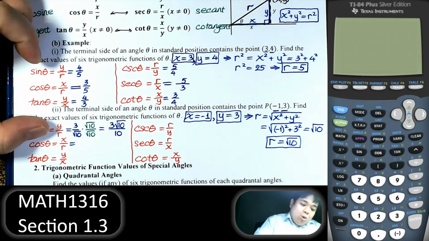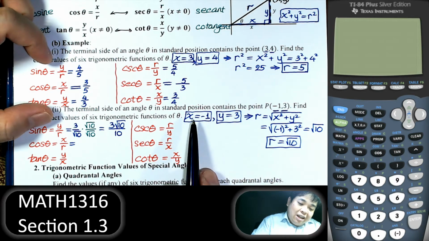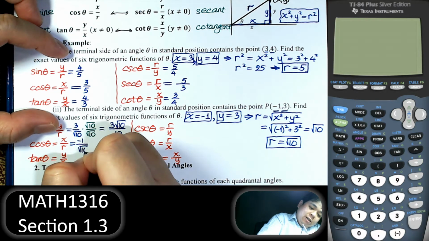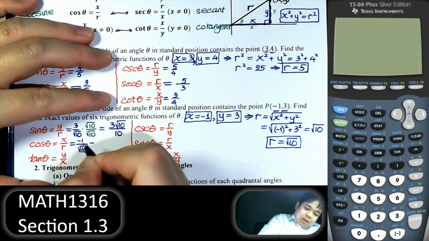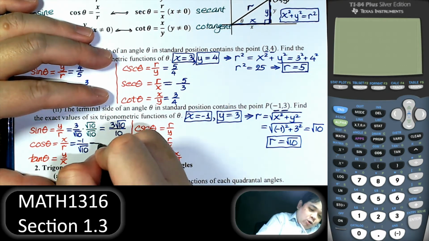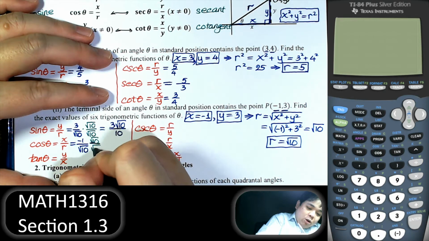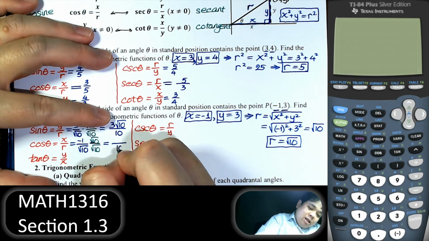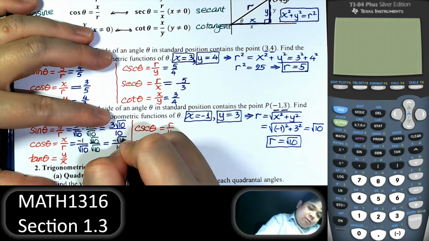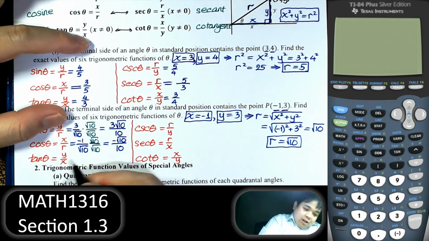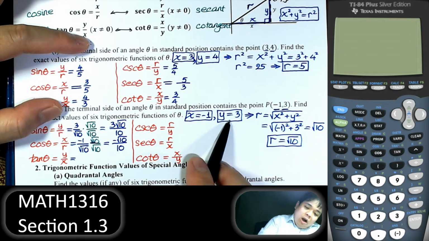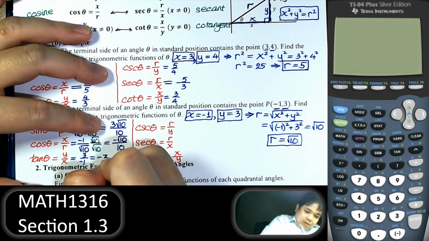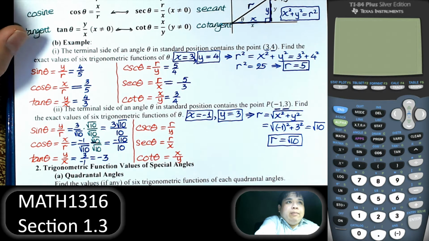Cosine is x over r, negative 1 over square root of 10. And once again, if we want to, we can multiply square root of 10 on top and square root of 10 at the bottom. So at the bottom, square root of 10 times square root of 10, this is just 10. Tangent is y over x. Y over x, 3 over negative 1. So that gives us negative 3.